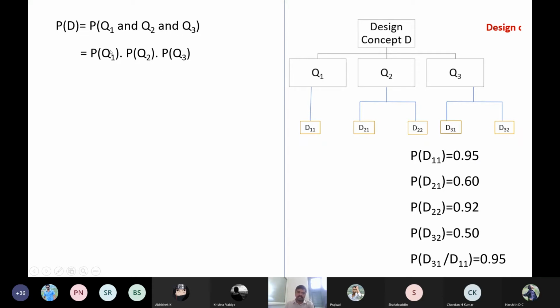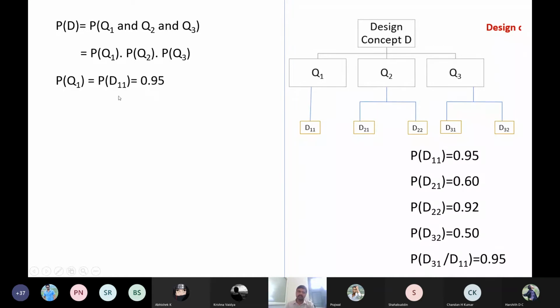Here they have not given these values. Instead, they have given the physical realizability estimates of the solutions, which is given in the problem. Next, if you want to find P of Q1, that depends on only one solution, and you know the physical realizability of D11. So P of Q1 is the same as P of D11. Since only one solution is available, you can solve using only that option, so it will be equal to P of D11.